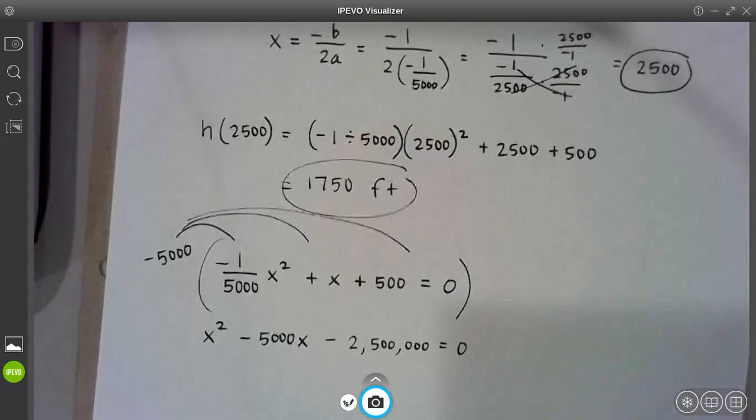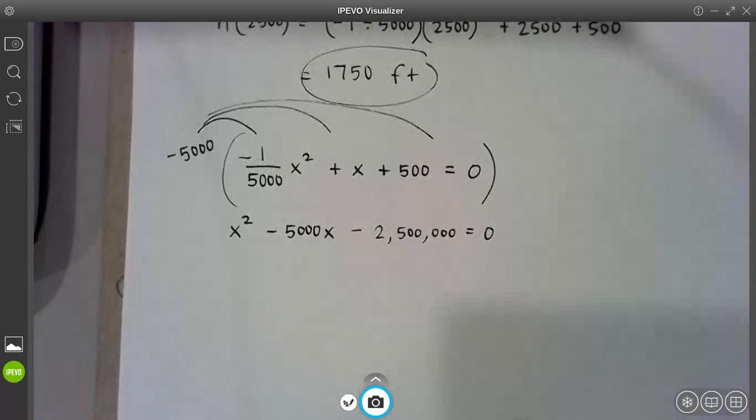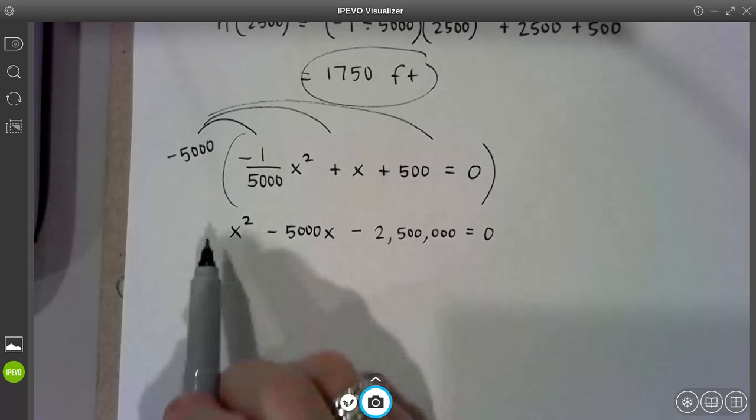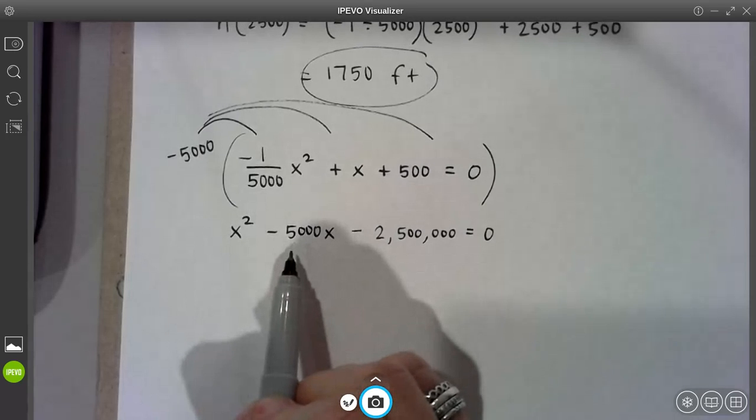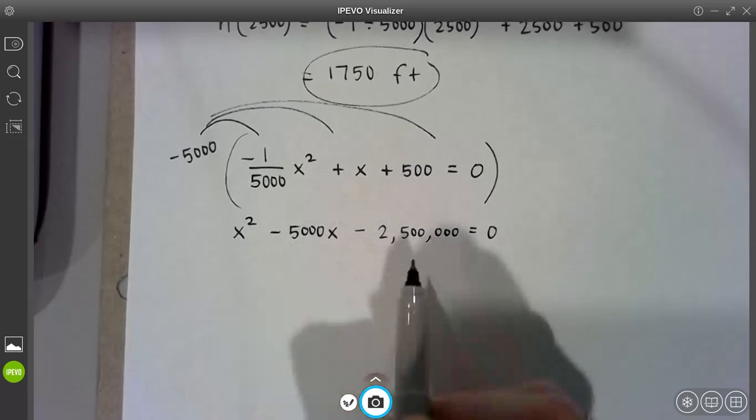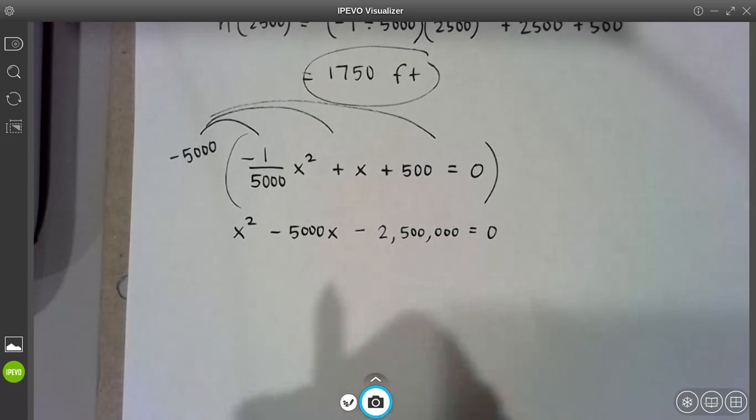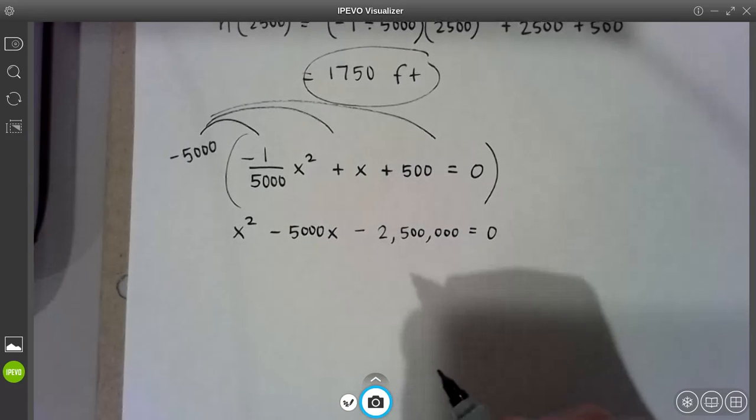Okay. Now again, you can try factoring it. I don't think it factors, so I went right to the quadratic formula. A was 1, B was negative 5,000, and then C is negative 2,500,000. So I'm going to plug that into my quadratic formula.